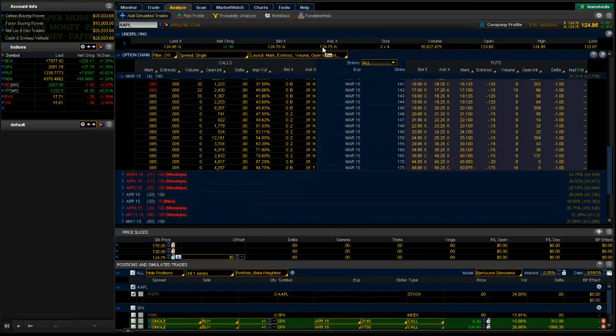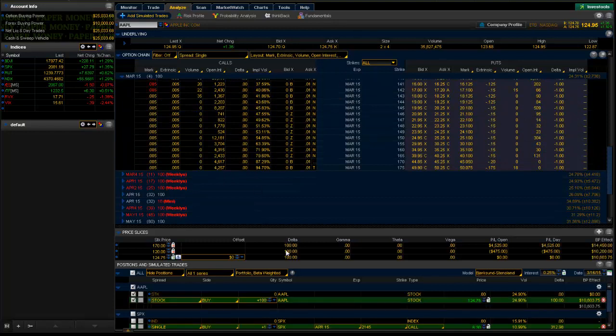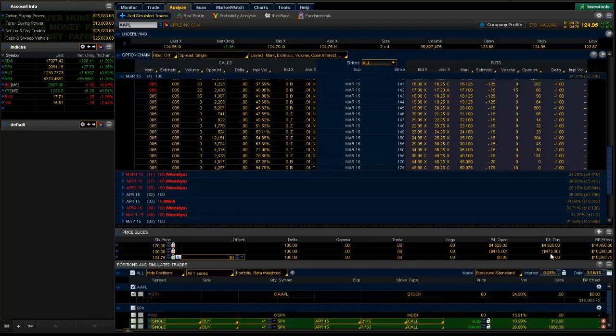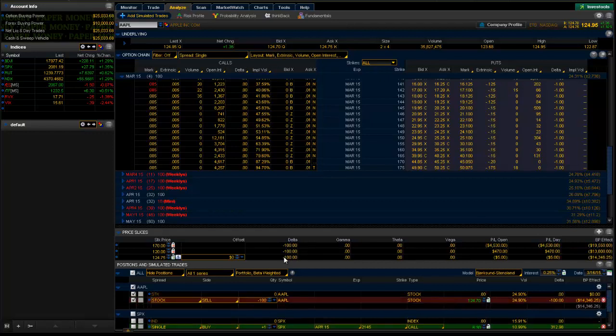A delta of 100 is what your delta is if you're buying stock. Delta is always going to be one, plus or minus, depending on whether you're long or short stock. If you're long stock, your delta is always going to be a positive 100, and a negative delta of 100 is if you are short the stock. If I got rid of that and sold it, you'll see I have a negative 100. And that just means that my profit is dollar for dollar on price movement, on direction.